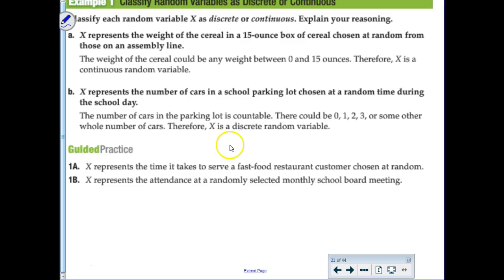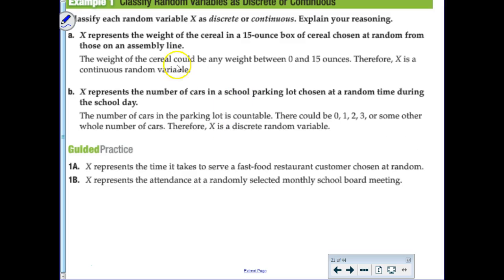I think I heard someone whisper continuous. You going with continuous? Okay. And then 1B, X represents the attendance at a randomly selected monthly school board meeting. So if you're counting how many people attend a meeting, is that discrete or continuous? That is discrete. Very good. You would count a person as a person, and they would be counting by integers, right? 2 people, 5 people. Okay.